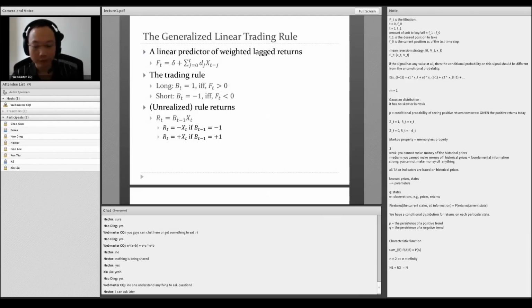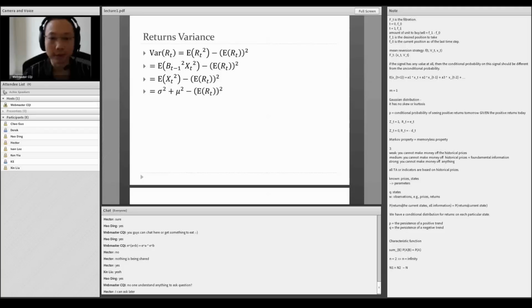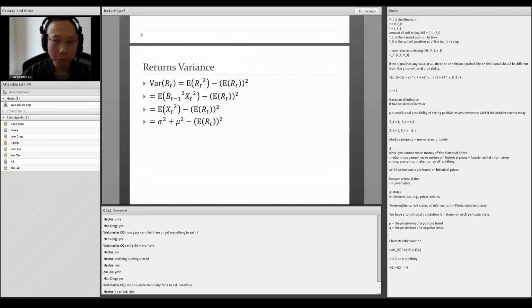So the variance of the strategy return is this. This is by definition, just the definition of variance: it's the expectation of the random variable squared minus the square of the expectation of the random variable. Then we replace R_t equal to B_t X_t. This is our definition of strategy returns, R_t equal to B_t X_t, so we have it here.